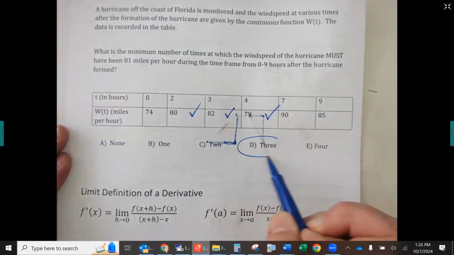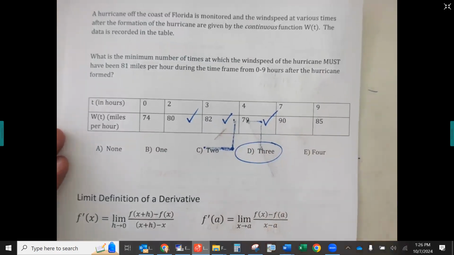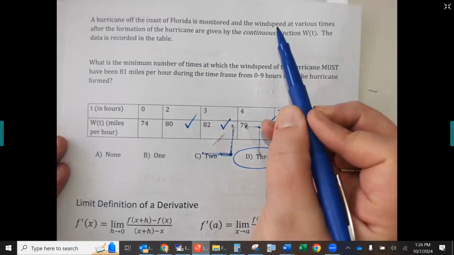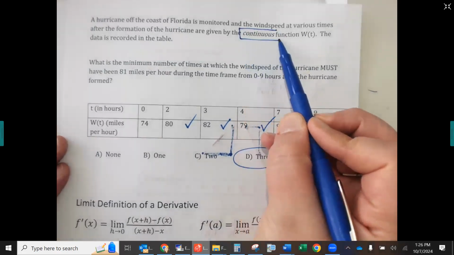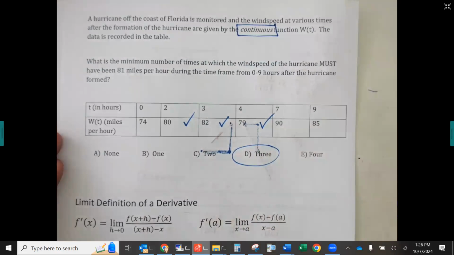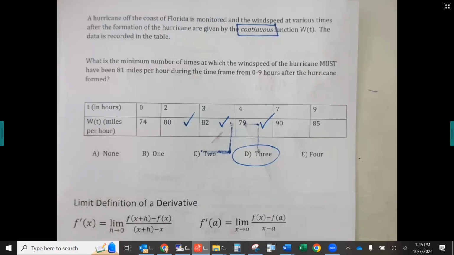So how many times must it have hit 81? 3. Now let's just think about, how do I know that that's true? If my graph is continuous, then I know it's connected. It can't just leave a jump and skip any numbers. So every time you pass through 81, you can count how many times that would happen, even if you don't have every number of every time for the hurricane. Okay, if that makes sense.